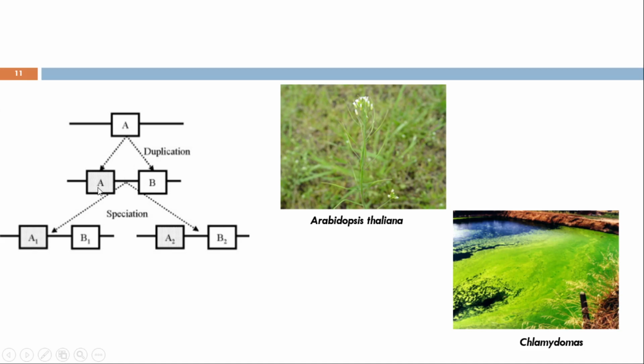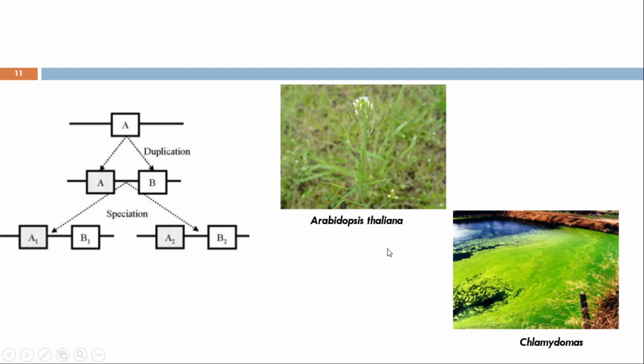Paralogs, right? Just like BRCA1 and BRCA2. And if you see the A1 and A2, how are A1 and A2 formed? Due to speciation. So in this case, A1 and A2 are both going to be called paralogs.